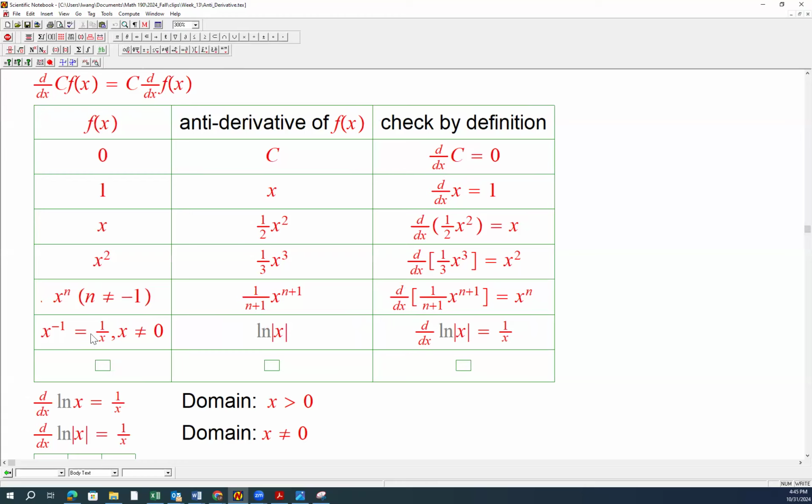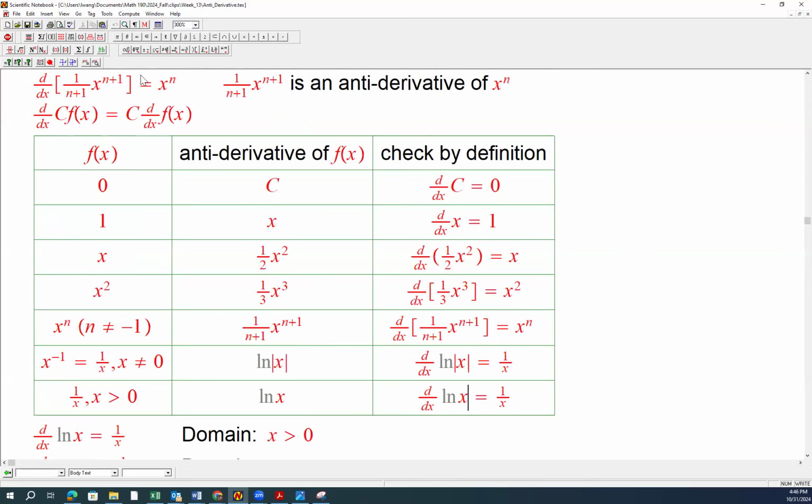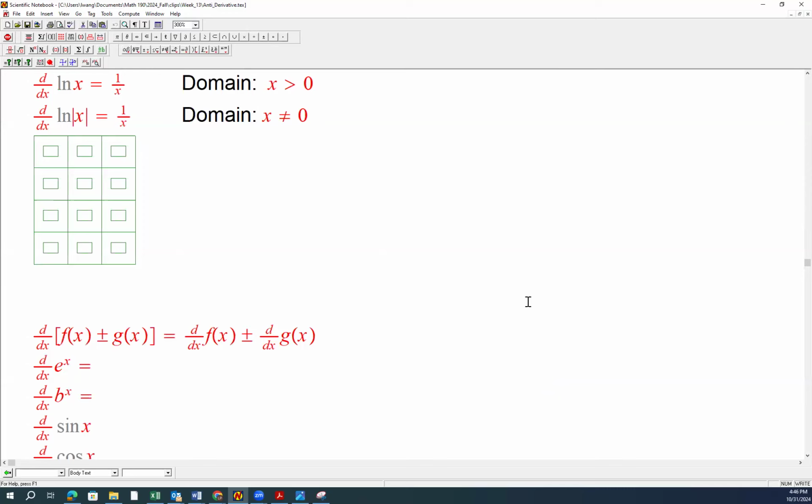But if we know we have to find the antiderivative of 1 over x, and if we know x is greater than 0, then the antiderivative is ln x, and of course that can also be verified, without the absolute value. Okay, so let's continue to make these tables. In the last one, we're going to put them together.